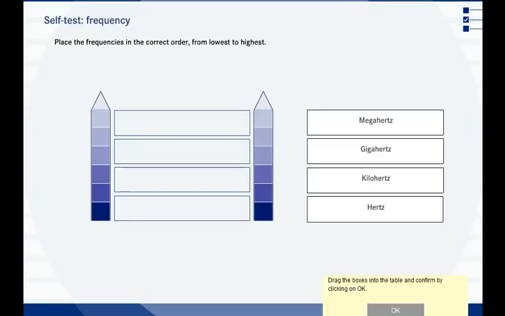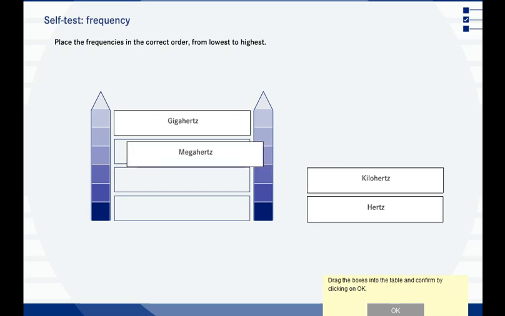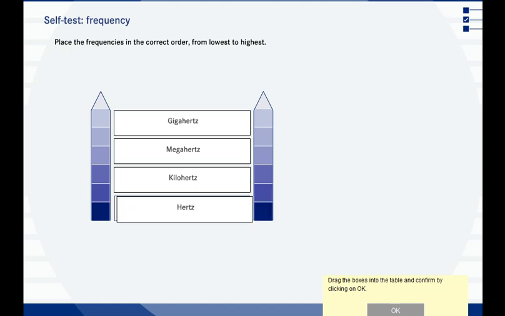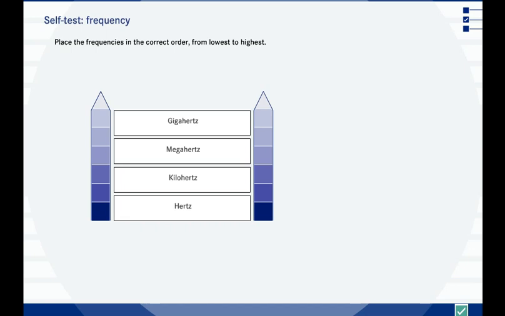Arrange the frequency ranges in ascending order, from the lowest to the highest. Drag the boxes into the table and then confirm with OK. Yes, that's correct. 1000 Hz is 1 kHz. 1000 kHz is 1 MHz. And 1000 MHz is 1 GHz.